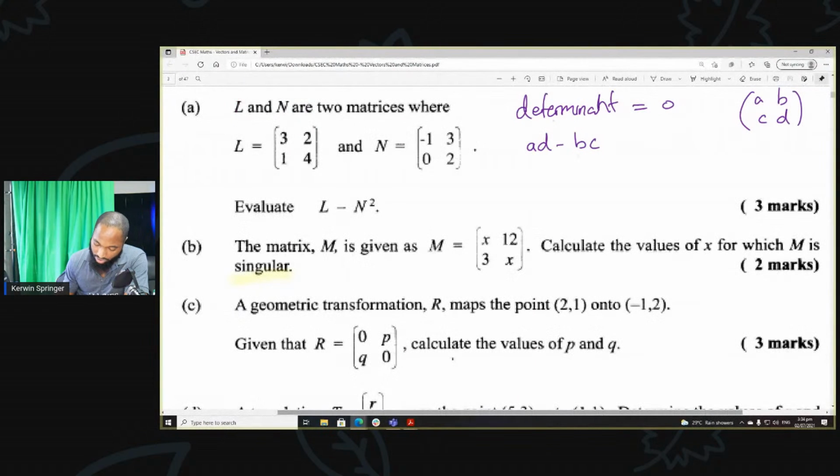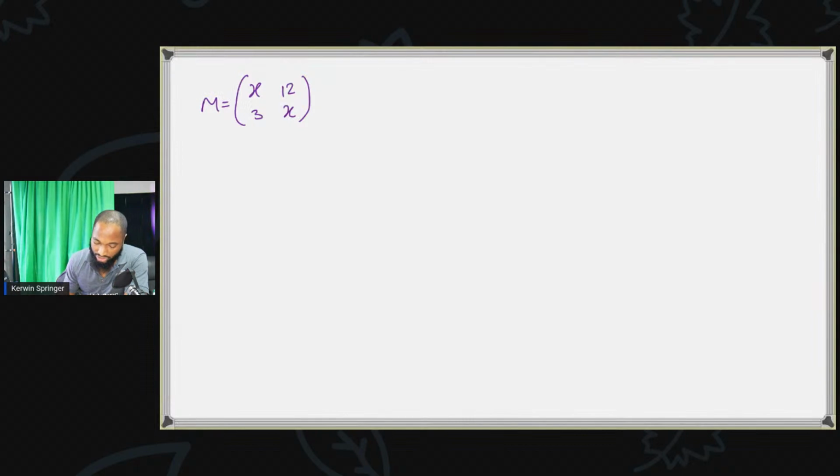So we had M being what? x, x, 3, 12, was it? Yes, it was. So for singularity, let me write it. For singularity, AD minus BC must be equal to 0, where it's in the form A, B, C, D, right? So therefore, I'm going to switch into another color now.